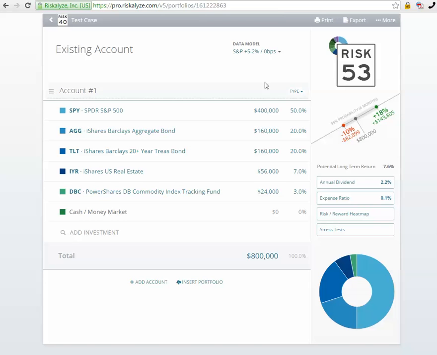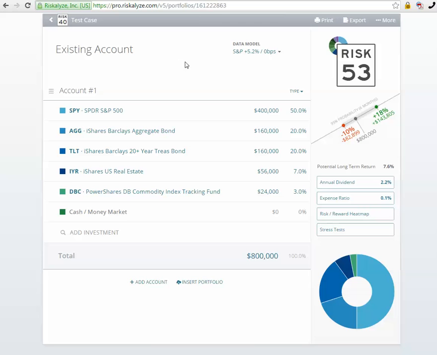Riskalyze also gives us the ability to run a risk rating on the client. So we can email the client a questionnaire that's very intuitive and comes up with a risk rating for the client. So as we can see here, we've got a little bit of a disconnect. We've got a risk in their portfolio of 53. The client's telling us they're a 40. So risk is a little bit higher than they should be, but not necessarily that much higher.